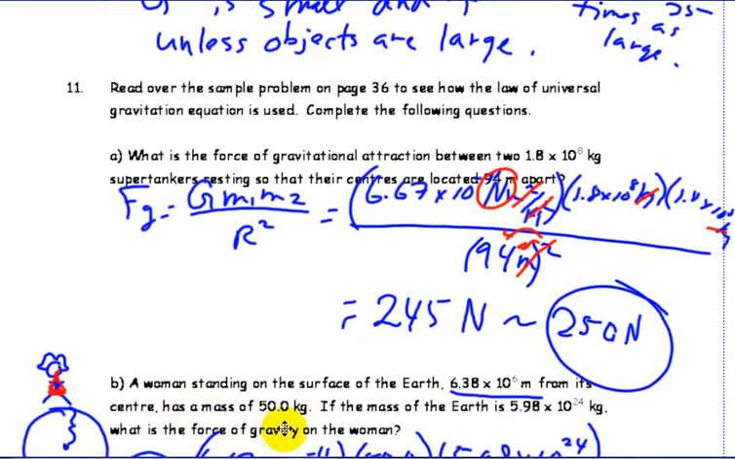The woman has a mass of 50 kg. The Earth has a mass of 5.98 times 10 to the 24 kilograms. What force of gravity does the woman experience? I'll get you to figure that out. Maybe pause the video, try this equation, and see what you end up with.